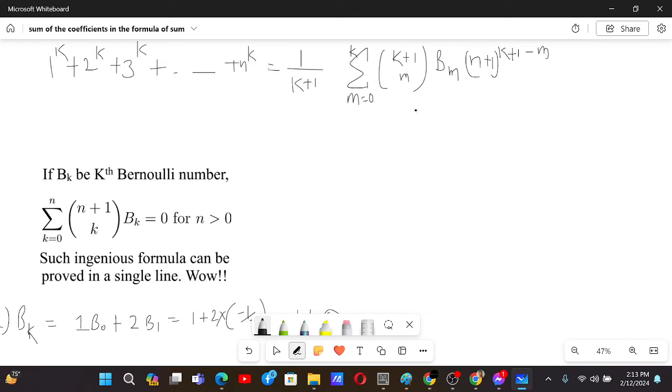Now you see that this term over here is actually the same as the thing that we have to prove. So now this is actually the sum of kth powers up to the nth term. So this formula is for the sum of kth powers up to n terms.